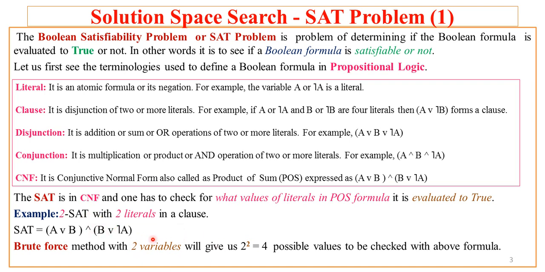Now what if I try with all possible combinations? I will have to try different possibilities, like when a is 0, b is 1, then when a is 1, b is 0, then when a is 1 and b is also 1. With all these possibilities I will check for what value of a and b this formula is true. If this given SAT formula is true, then that SAT is said to be satisfiable. That is, Boolean satisfiability is achieved.